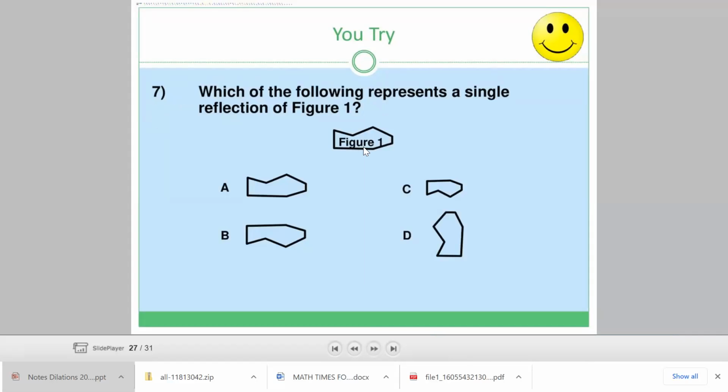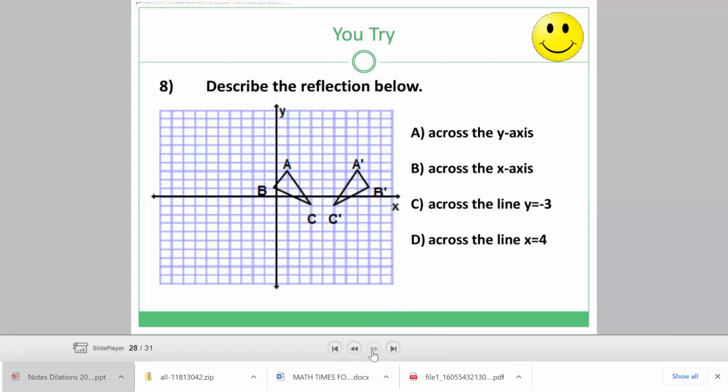All right, look at another little question. Which of the following represents a single reflection of figure 1? Which one, A, B, C, or D is a reflection of figure 1? It's B. Very good, guys. So you all understand the reflection.